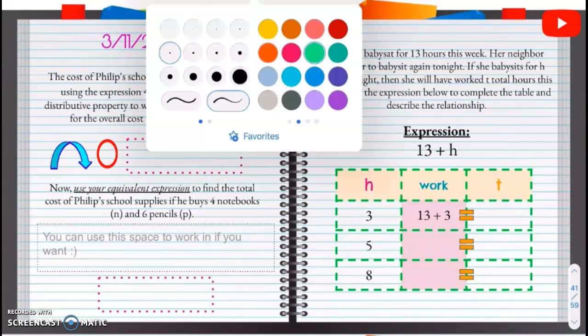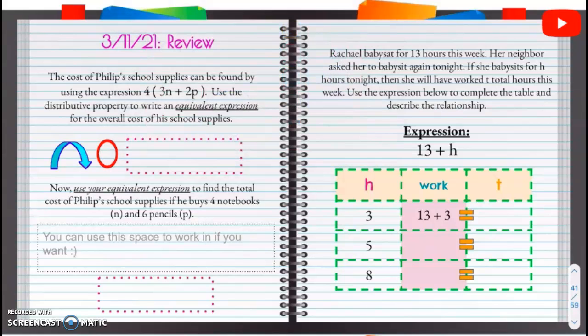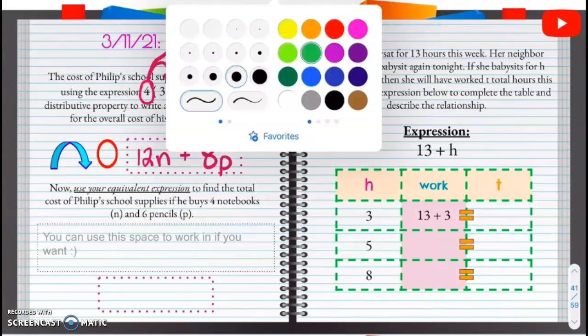First of all, do you remember we always would circle the number in front of those parentheses and then we distribute it. So what is 4 times 3n? Well, 4 times 3 is 12, and then we're going to keep that n there. We're going to keep that plus, and then we're going to do the next one, 4 times 2p. Well, what's 4 times 2? You get 8, and we're going to keep that p there. Now, we have that one done.